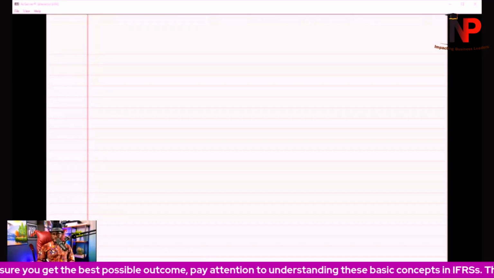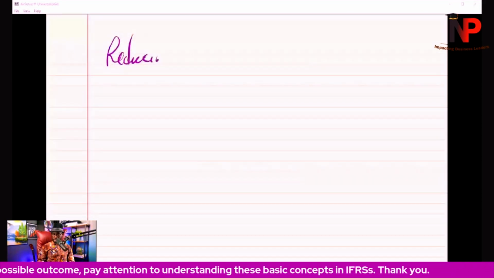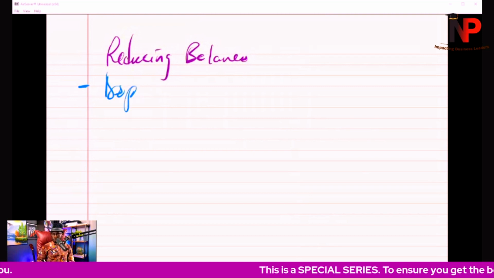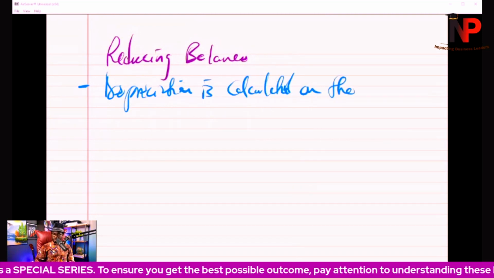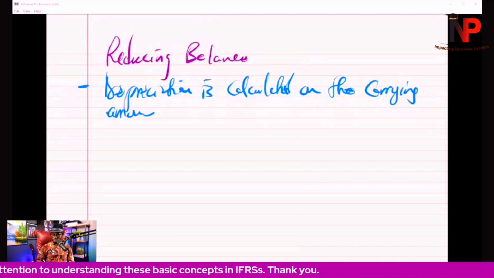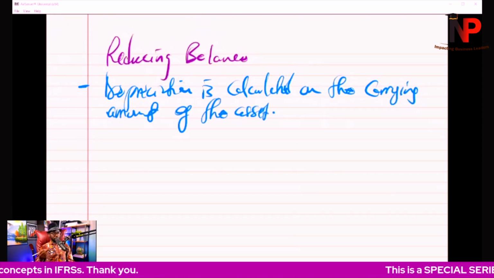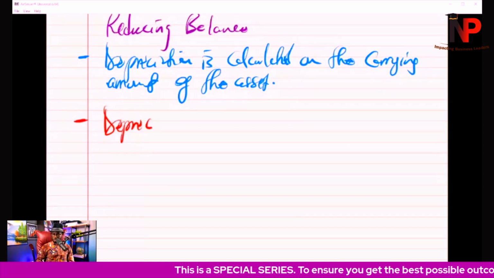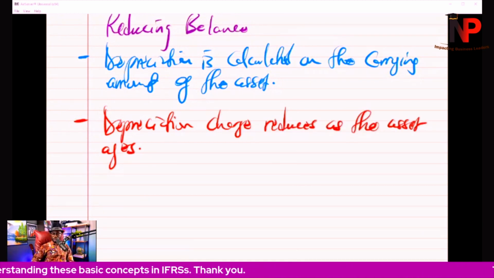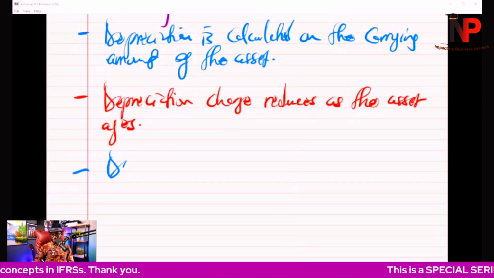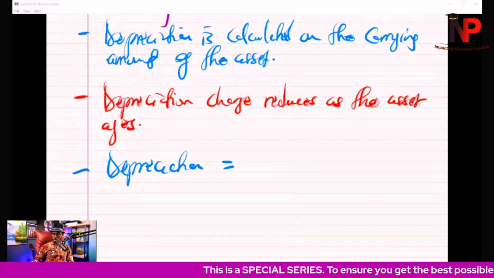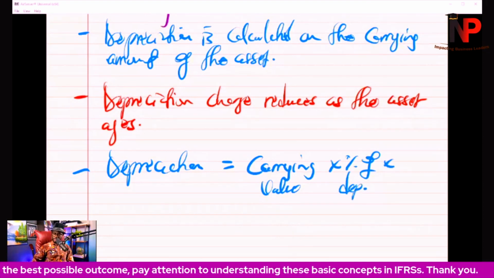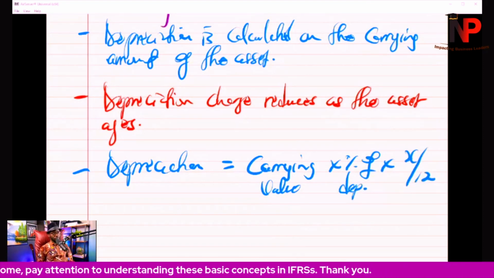The second thing is going to be the reducing balance method. In the reducing balance method, depreciation for the year is calculated on the carrying amount of the asset. What does that mean? It means that here the depreciation charge reduces as the asset ages. So our depreciation for the year is equal to the carrying value multiplied by the percentage of depreciation. And if it is less than a year, X over 12 will come in.